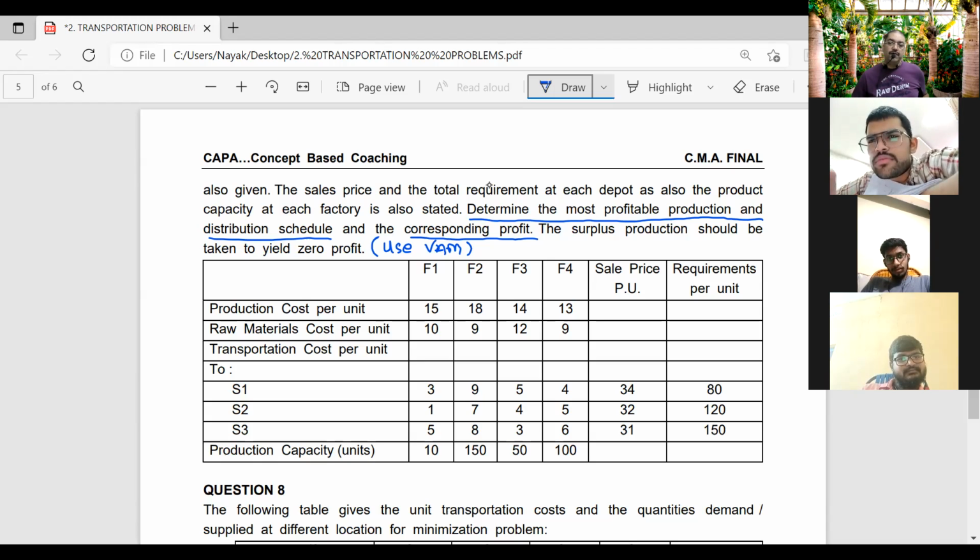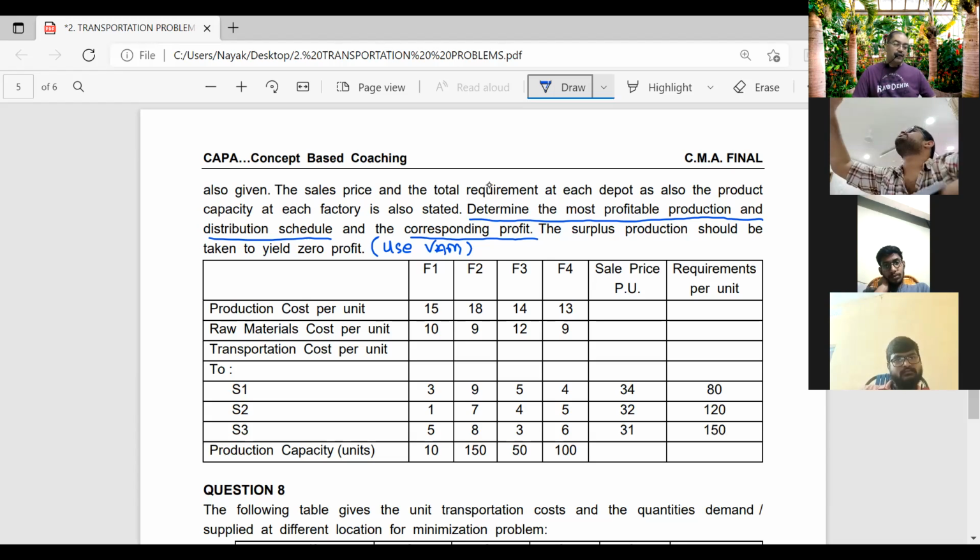So we are concerned with the transportation cost also, and we are supposed to calculate the profit also. If I'm trying to maximize the profit, obviously I will be trying to minimize the cost. But at the same time I also want to ensure that the transportation cost is not very high. So I have to minimize the transportation cost also. So what do we do for such types of problems? This is actually a different type of problem. How do we solve it?